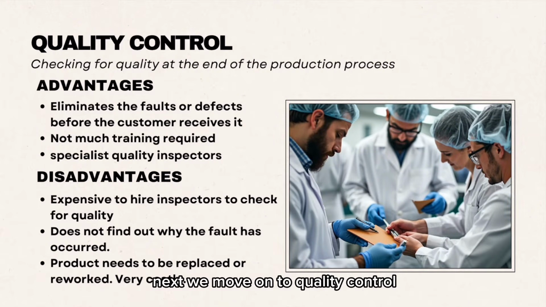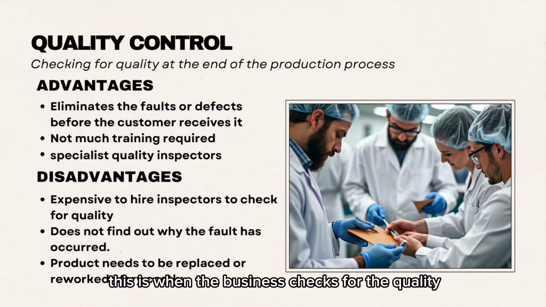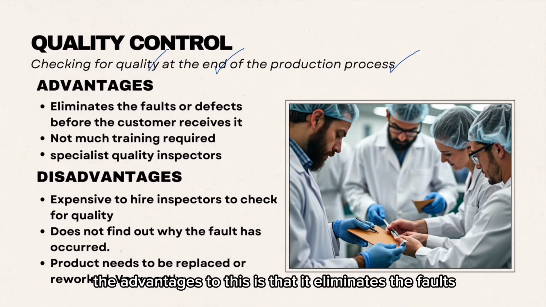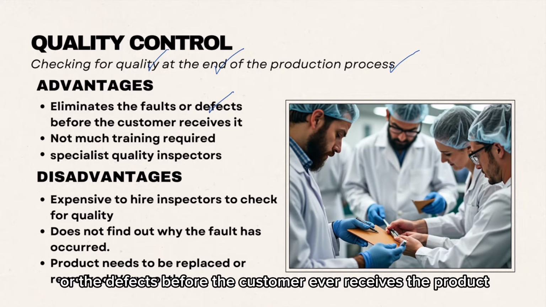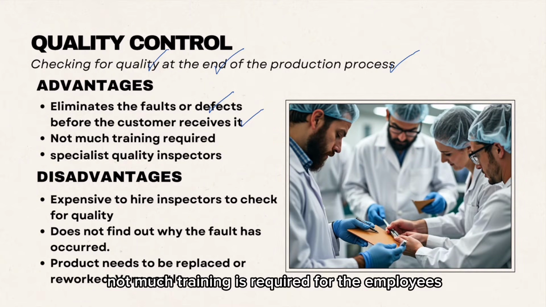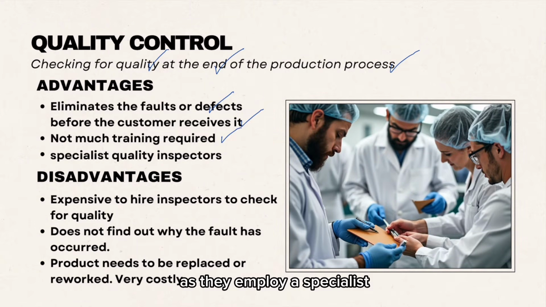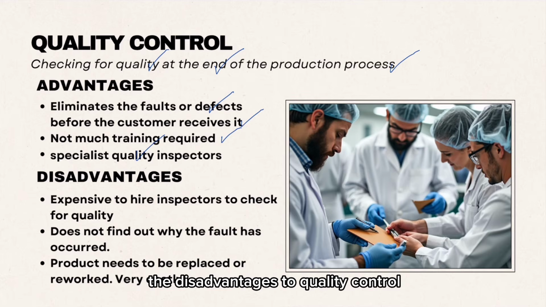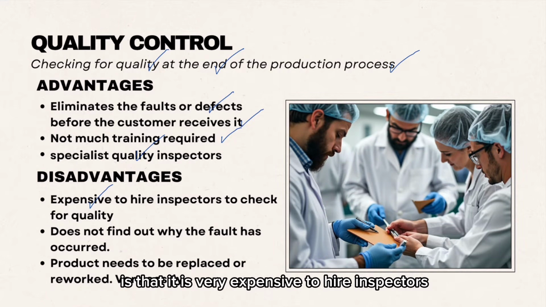Next, we move on to quality control. This is when the business checks for the quality at the end of the production process. The advantages to this is that it eliminates the faults or the defects before the customer ever receives the product. Not much training is required for the employees, as they employ a specialist who checks for the quality at the end of the production.